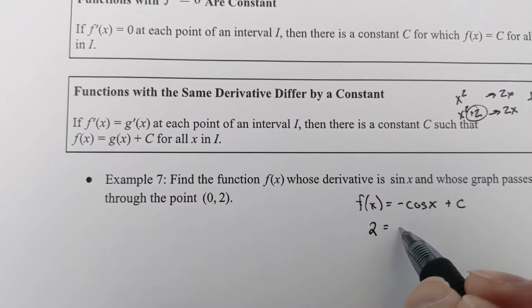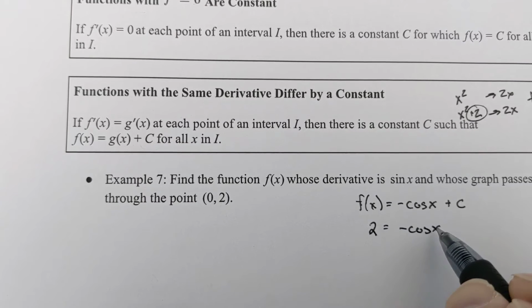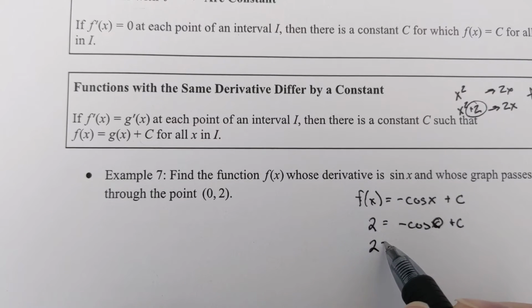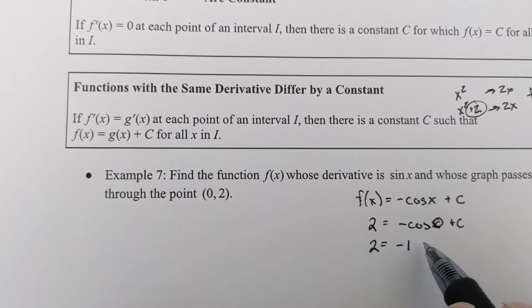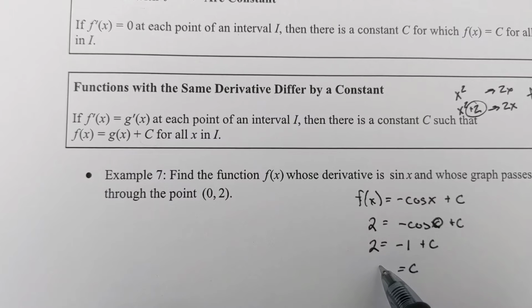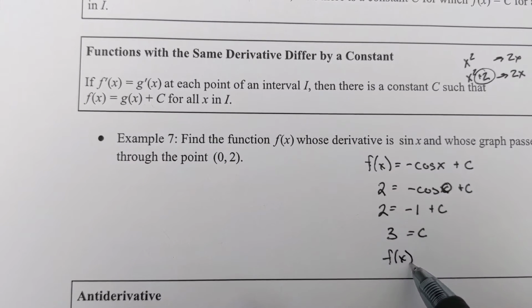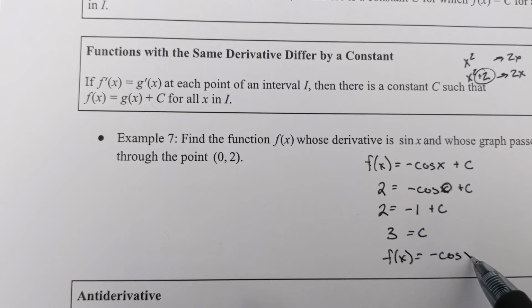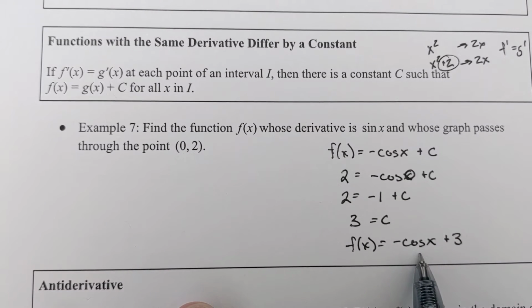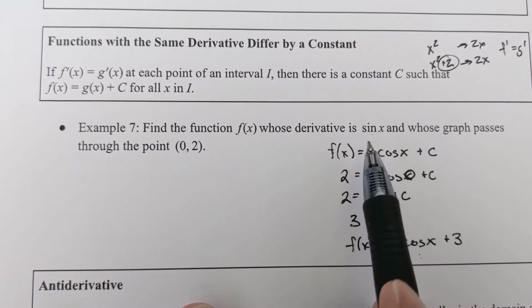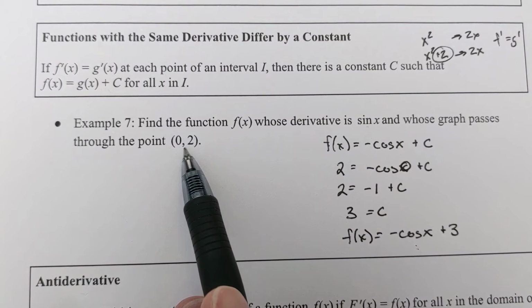So this equation, 2 equals negative cosine of 0 plus c, has to be true. The cosine of 0 is 1, so we have that, so c is equal to 3. So the equation is f of x is equal to the negative cosine of x plus 3. This function will have a derivative equal to sine and will also pass through that point.